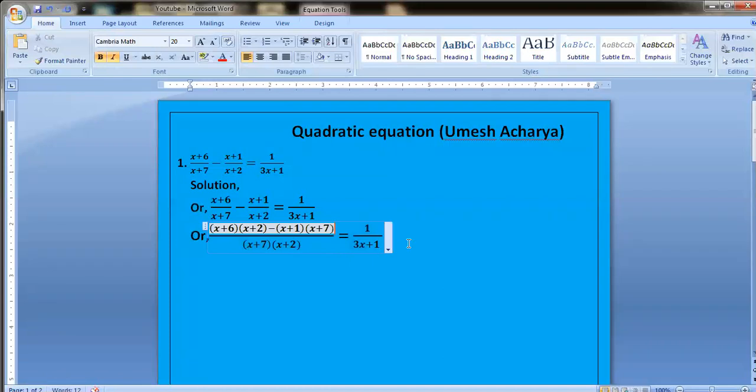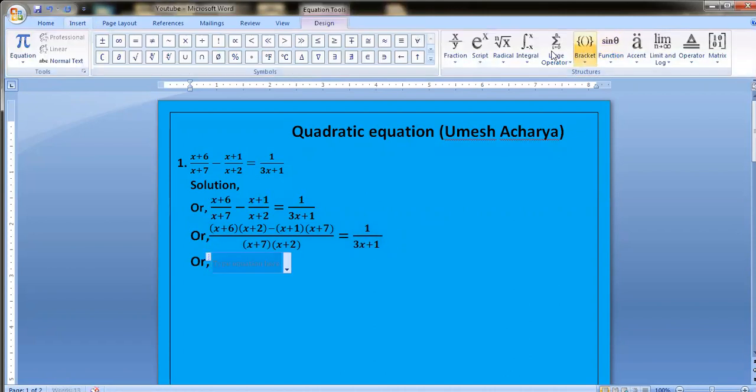So now let us simplify it here. Let's multiply it. x squared plus 2x plus 6x plus 12, divided by the denominator. We still need to multiply the second term also, but at first I'm multiplying the denominator.